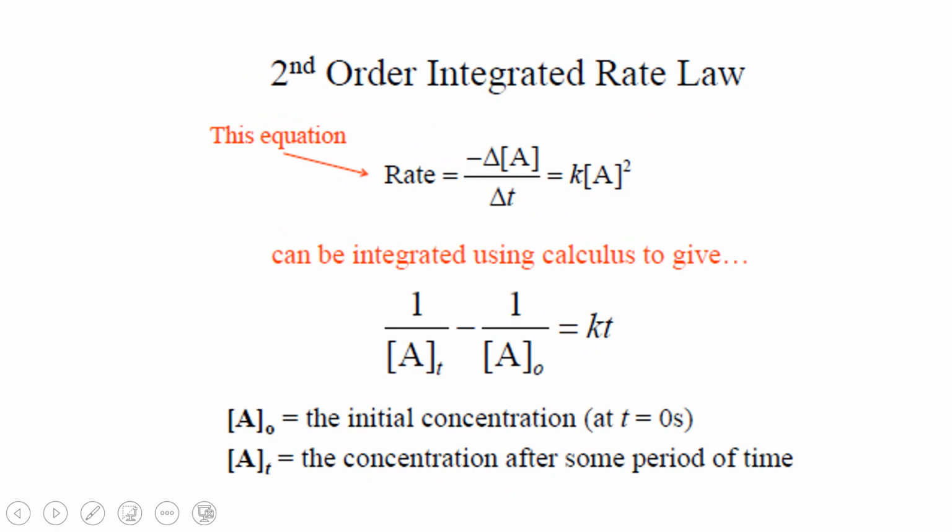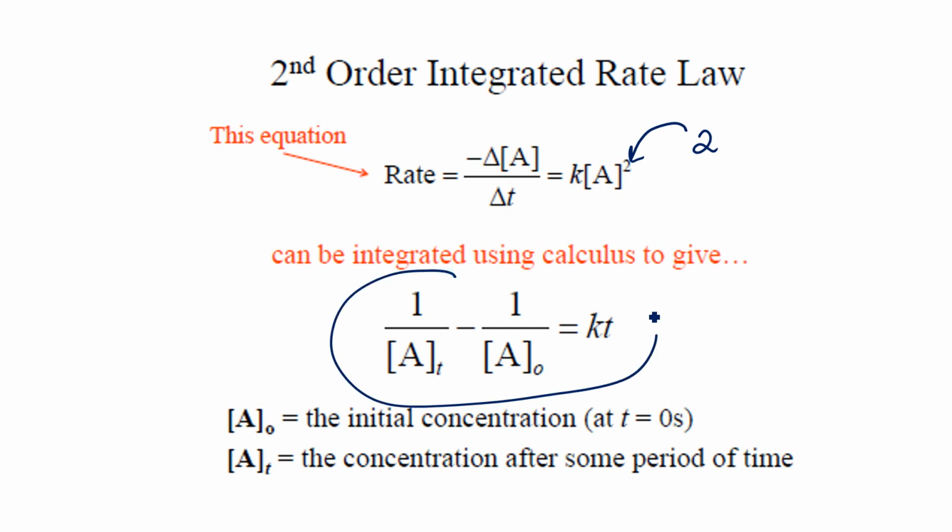Okay, what if you're second order? Second order means this exponent right here is a 2. If you do some calculus here, you end up with this equation, which again is on your equation sheet. You don't need to memorize it. And here again, we can see some ways in which we might do some math. If you know the initial molarity at time 0, how much time has passed, and the rate constant, you could determine what the new molarity would be after that much time has passed. You could determine the rate constant or how much time has passed, depending on what you're given.